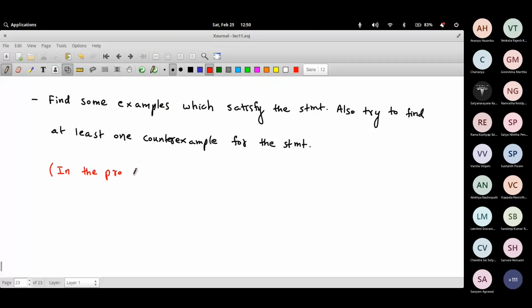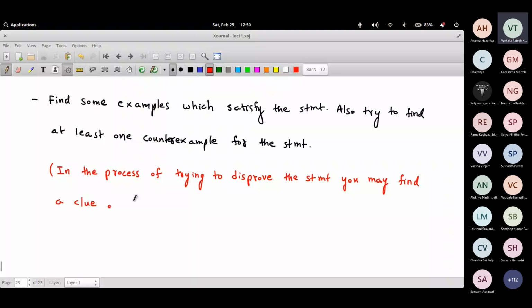Okay. So in the process of trying to disprove the statement, you may find a clue on how to prove it, right? That's it. So this is one method.